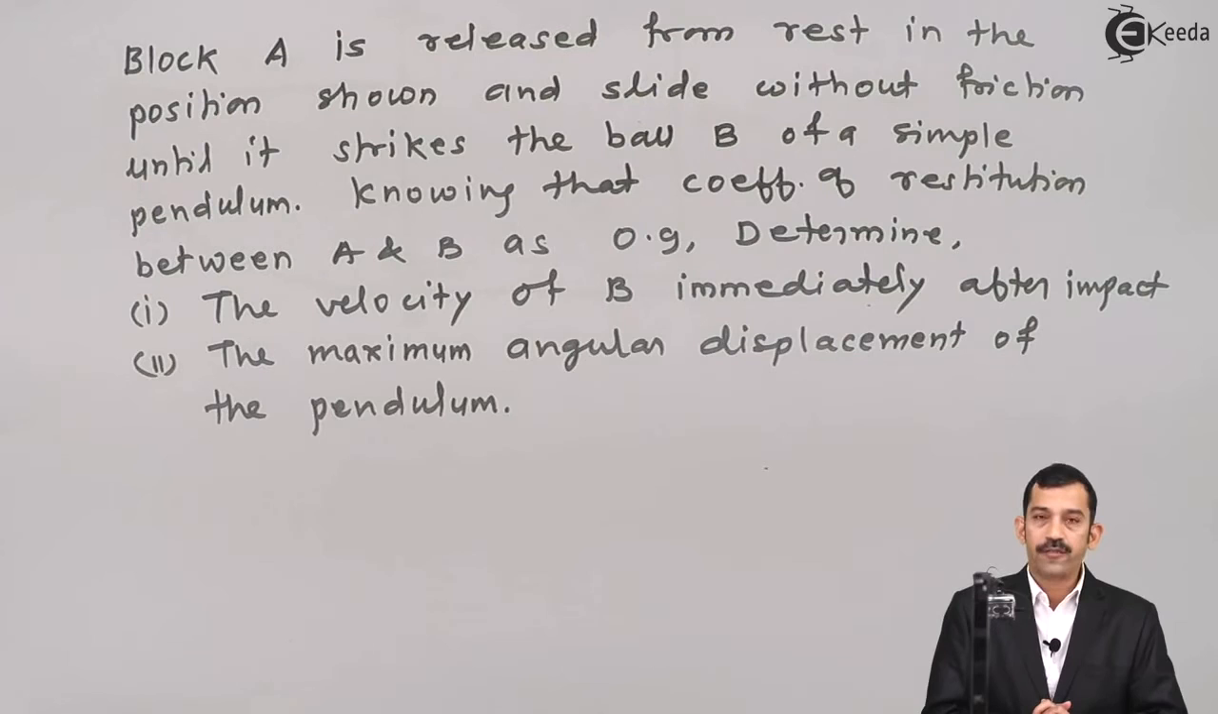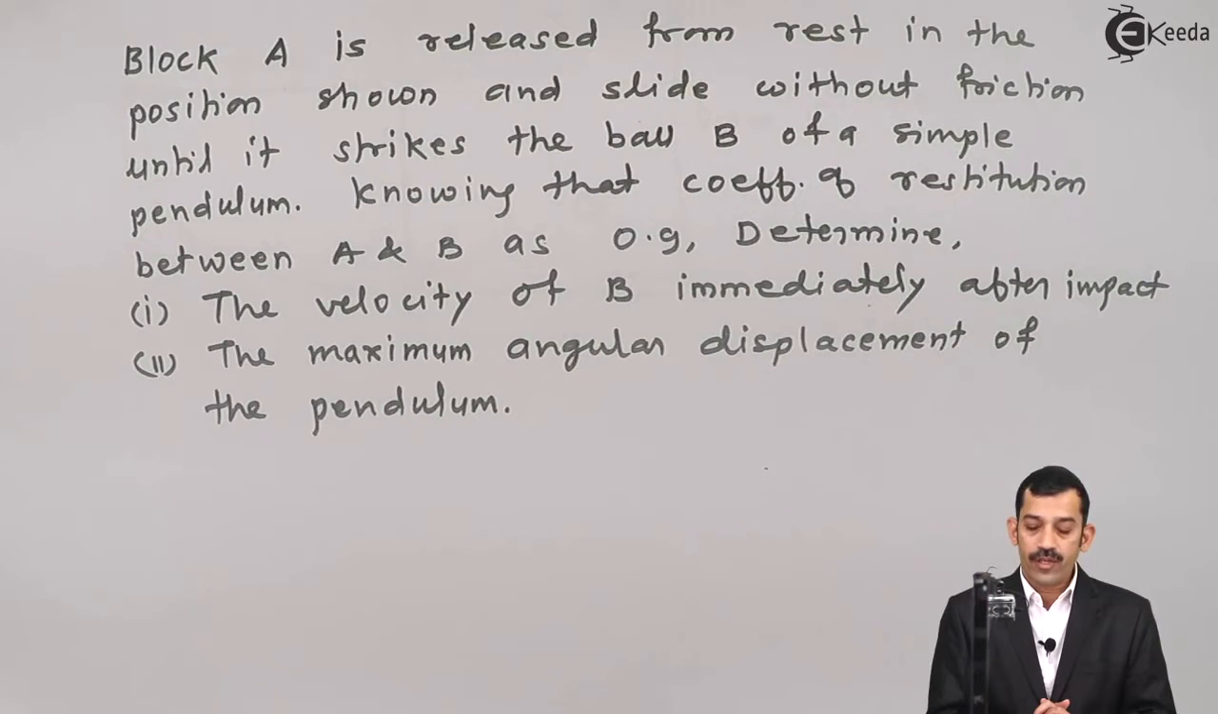Block A is released from rest in the position shown and slides without friction until it strikes ball B of a simple pendulum. Knowing that the coefficient of restitution between A and B is 0.9, determine the velocity of B immediately after impact and the maximum angular displacement of the pendulum. That means the coefficient of restitution is 0.9.